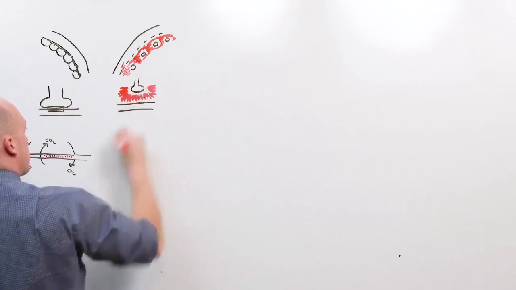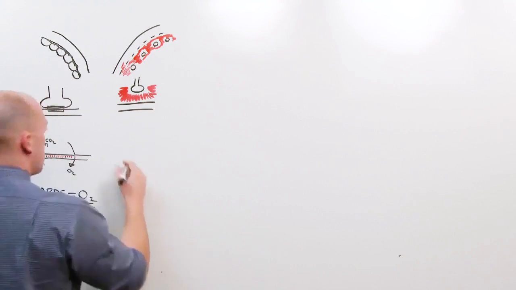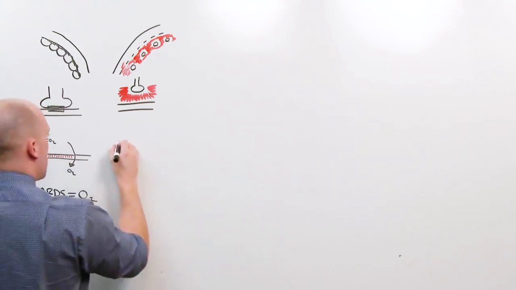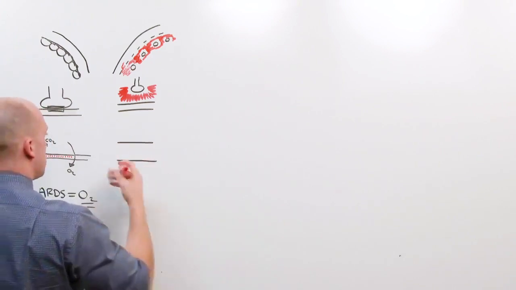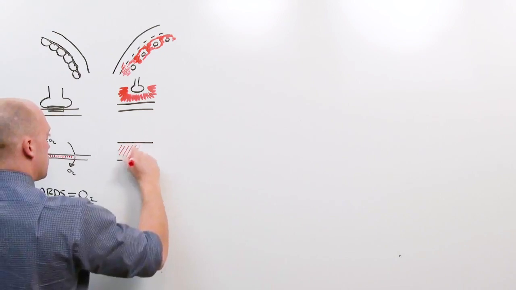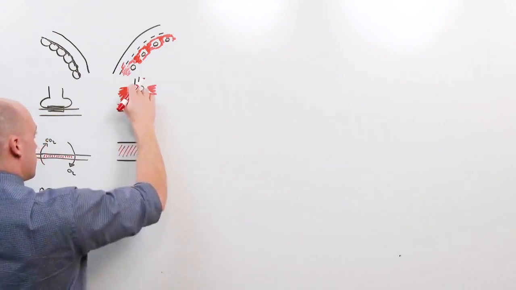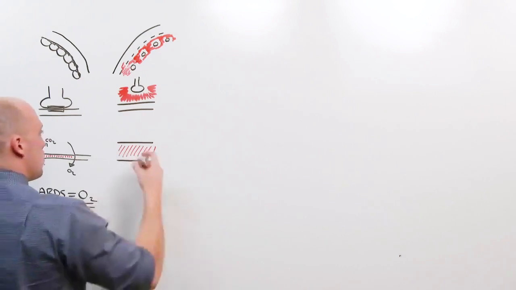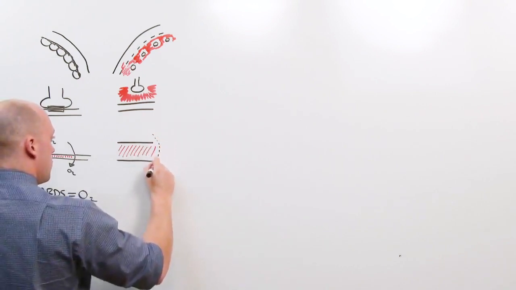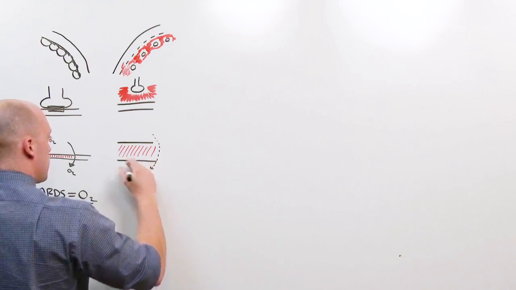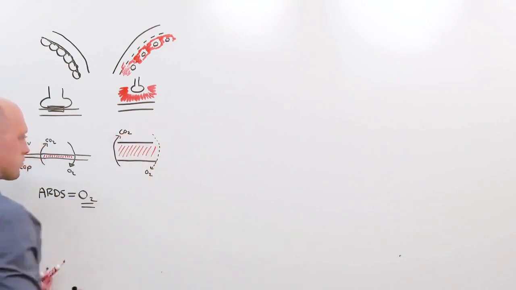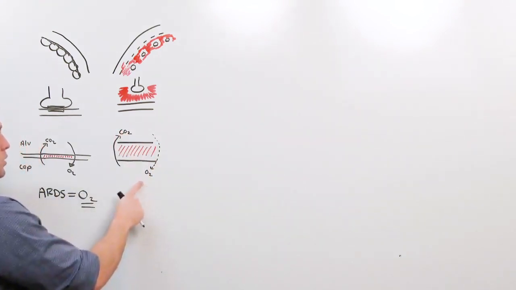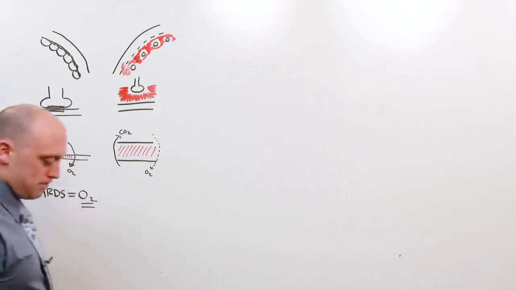This is microscopic now. So if we zoom in again, what we see at the alveolar capillary membrane is a bigger diffusion barrier to oxygen and less surface area of the alveolus in contact with the capillary. This makes it very hard for oxygen to get across this barrier, where CO2 is perfusion limited and has no problem. So hypoxemia is going to predominate in ARDS.